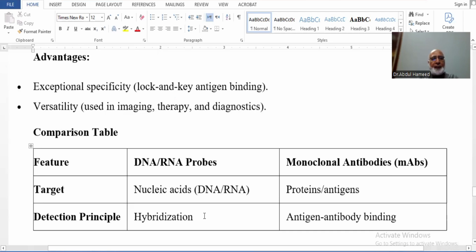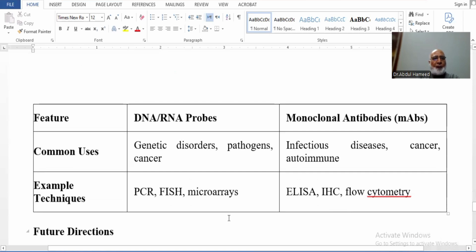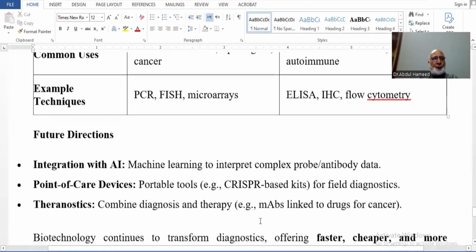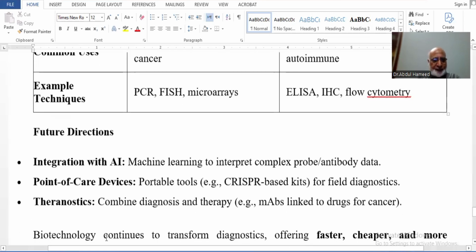The technique principle in case of DNA and RNA probes is hybridization, and in case of monoclonal antibodies, antigen-antibody binding. Common uses: DNA and RNA probes for genetic disorders, pathogens, cancers; monoclonal antibodies for infectious diseases, cancer, autoimmune responses. Example techniques: PCR, FISH, microarrays, and for monoclonal antibodies, ELISA and flow cytometry. Future directions: integration with AI. This is important. Machine learning to interpret complex probe and antibody data, so detection will be easier and more precise.